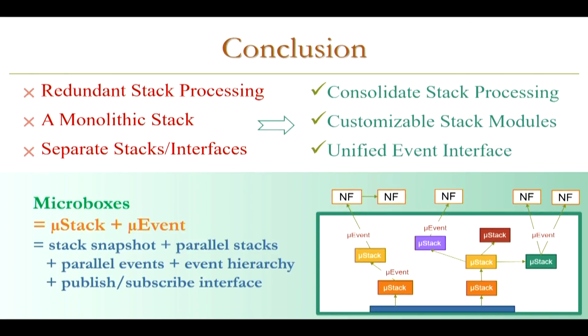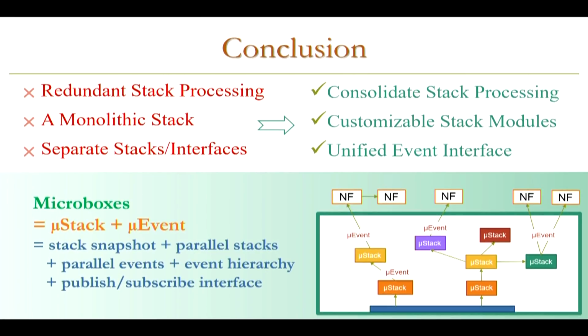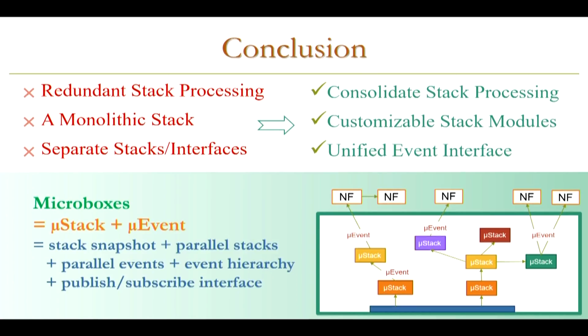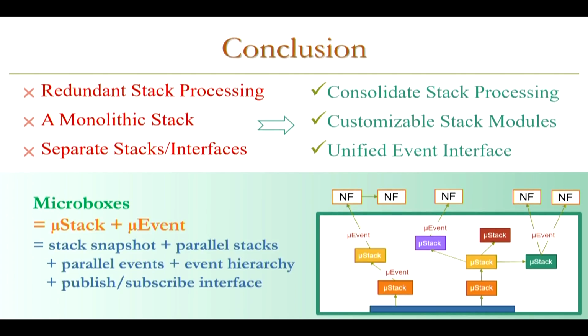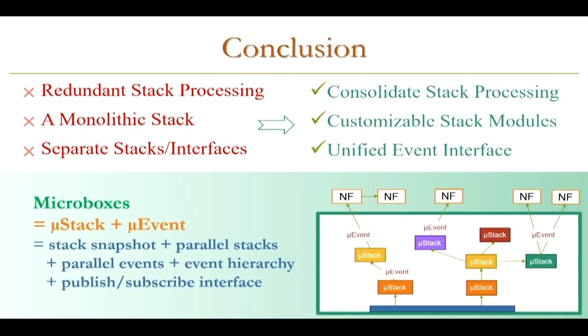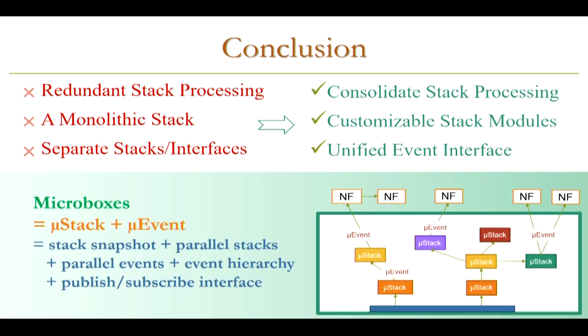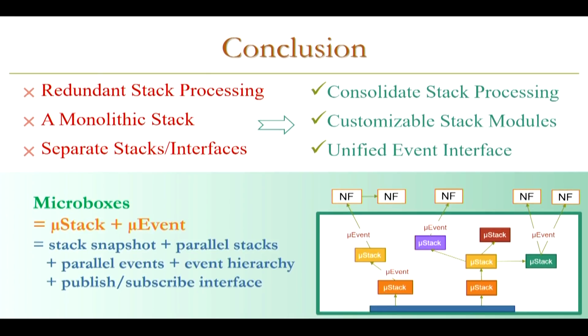Okay, to conclude, we are targeting 3 issues of current NFV frameworks: redundant stack processing, a monolithic stack, and separate stacks and interfaces for middleboxes and endpoints. And we designed and implemented Microboxes based on 3 corresponding ideas: consolidated stack processing, customizable stack modules, and a unified event interface. In particular, Microboxes include 2 main parts, macrostack and macroevent, and use techniques such as stack snapshot, parallel processing, event hierarchy, and pub/sub interface to achieve efficiency and flexibility.